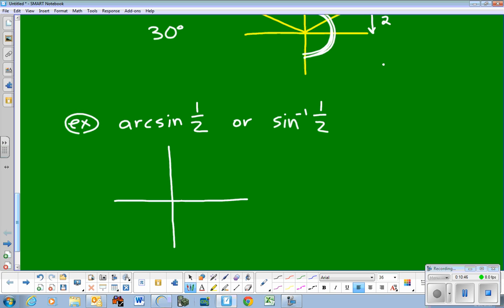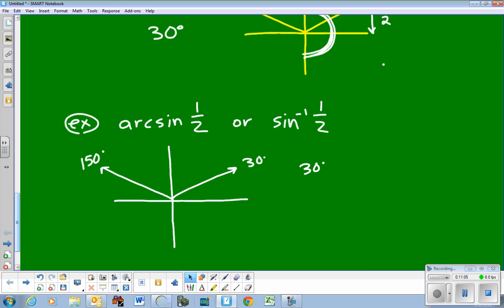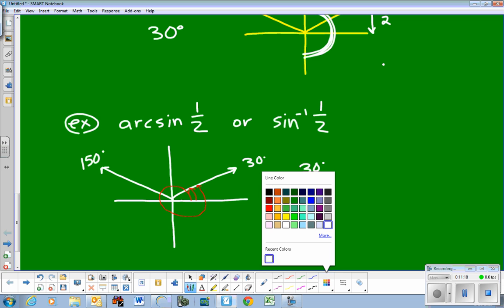All right, so we talked about the fact that 30 and 150 are the ones that we need. Now, how do we represent all of those? Well, 30 is a possibility. All right, that's one of the infinitely many that I want to add. That's right here. Now, 30 plus a full rotation around the circle, that gets me back to 30. All right, and that is how many degrees? That would be 390, true?